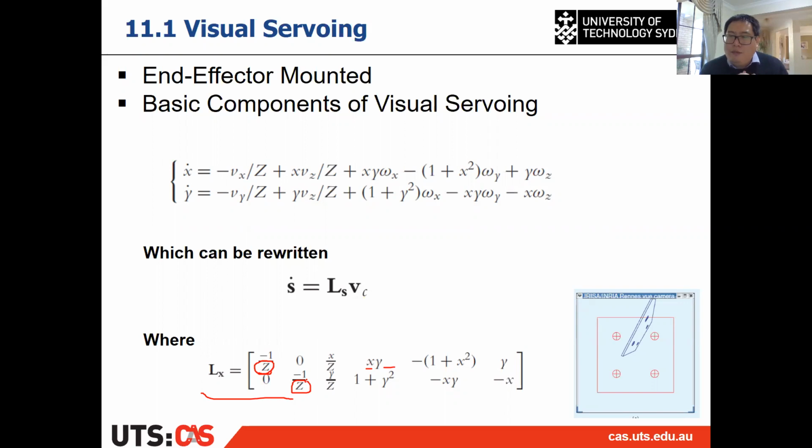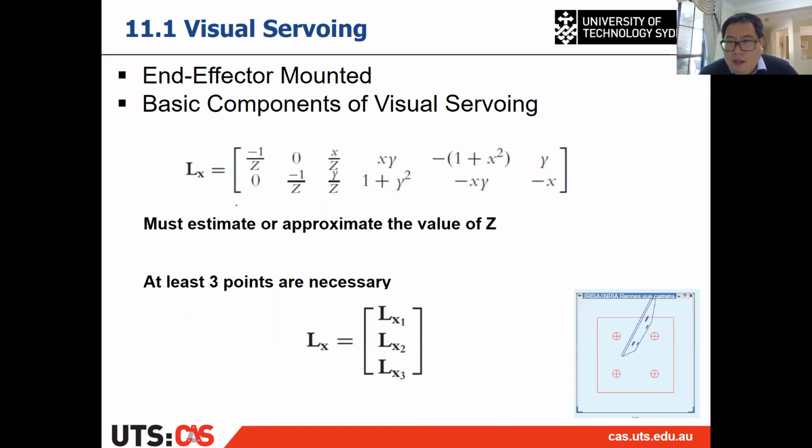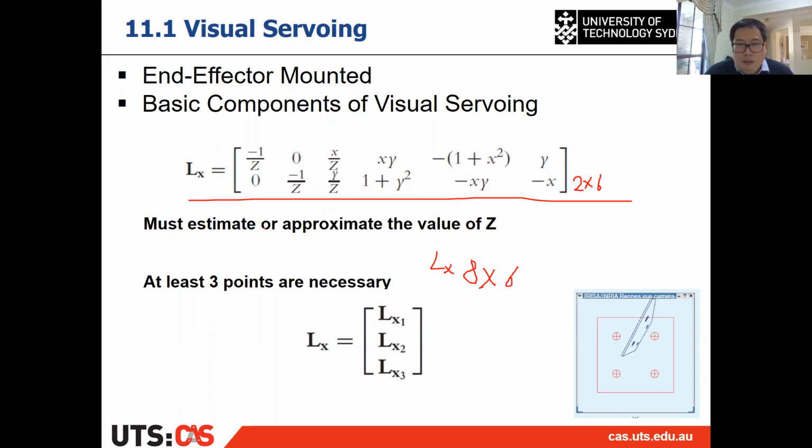Suppose you can measure that at the beginning, or suppose you give an estimated value, then you can calculate this feature Jacobian. And again, this feature Jacobian is only for 1 point. You have 1, 2, 3, 4, 5, 6, so you have a 2 by 6 matrix. And if you have 4 points, you just put them together as rows, which means if you have 4 points, the Lx is an 8 by 6 matrix. Then you have a complete Lx.